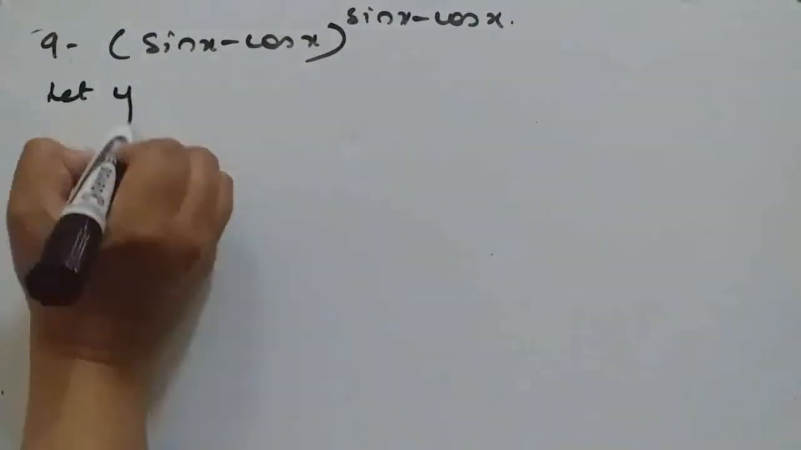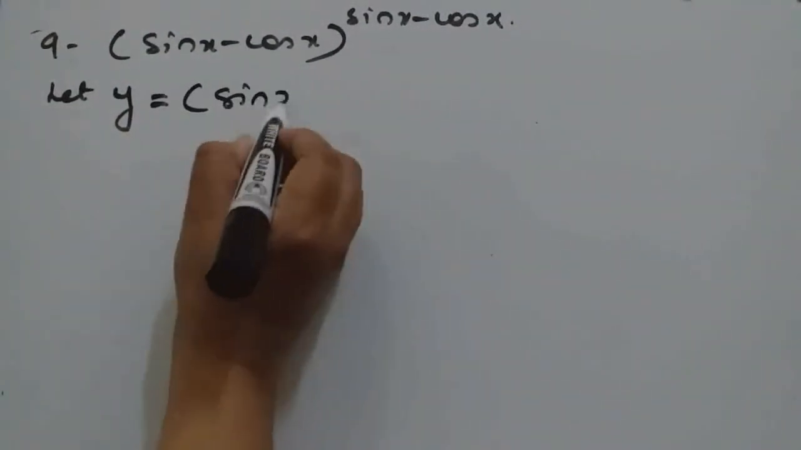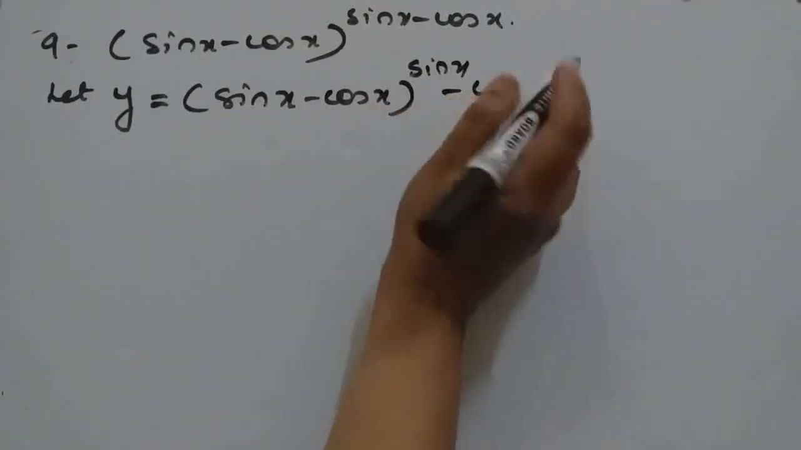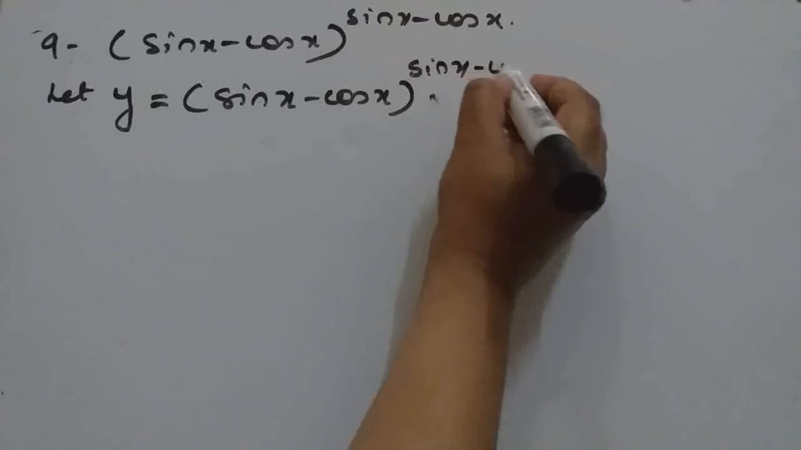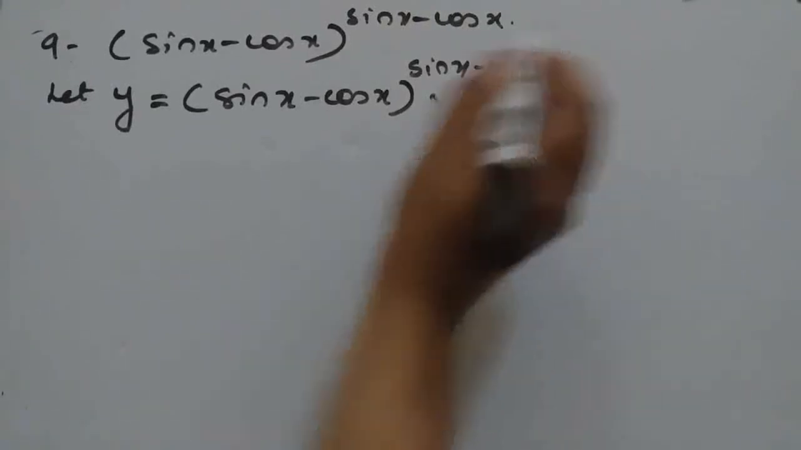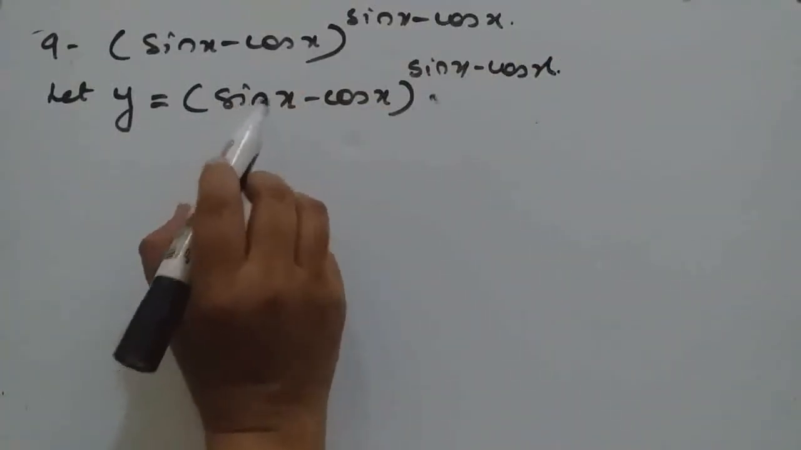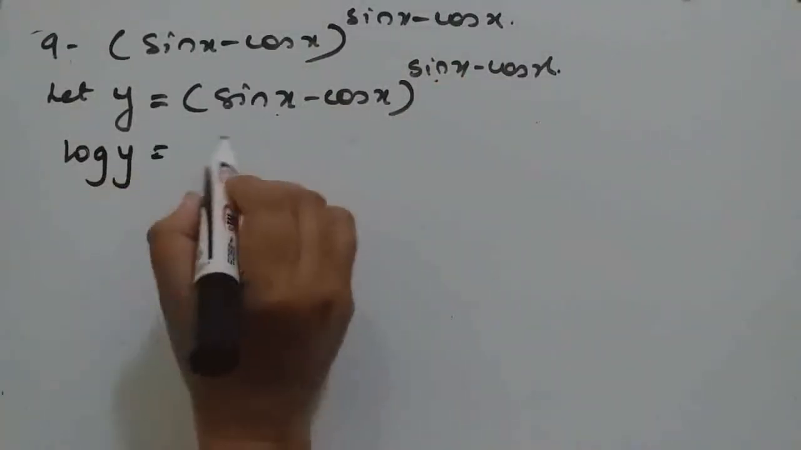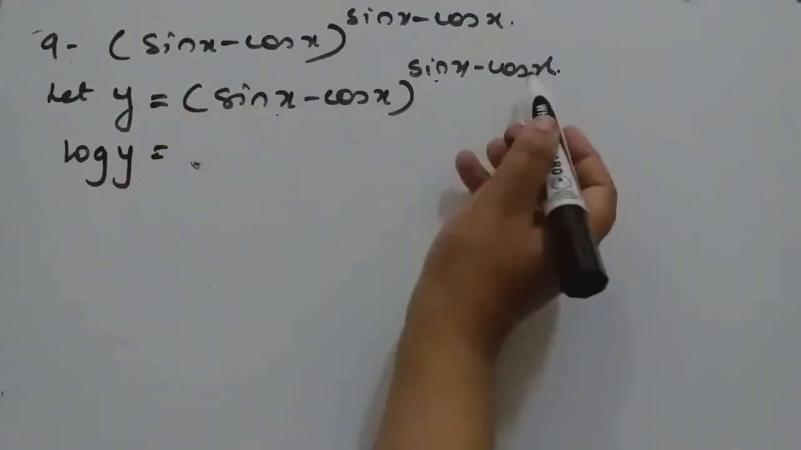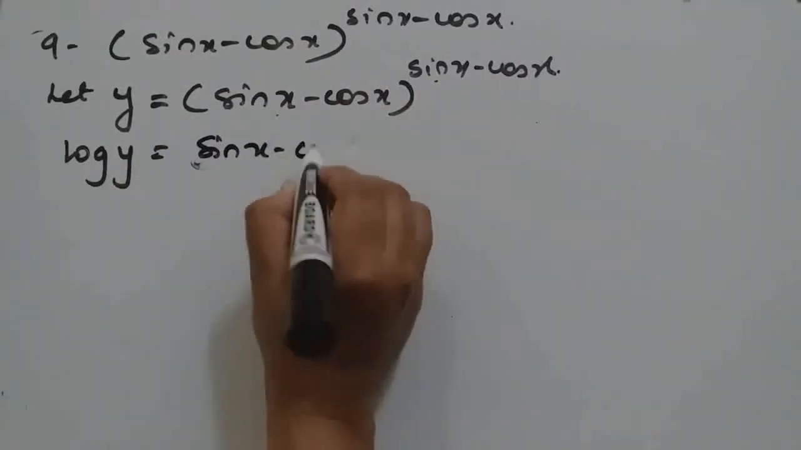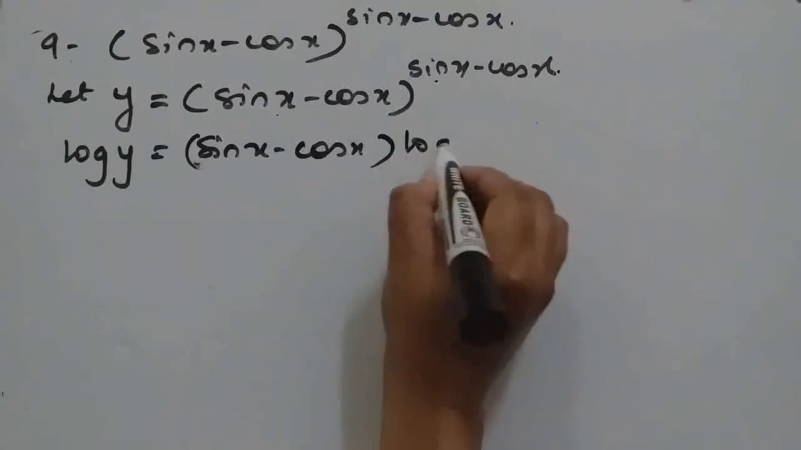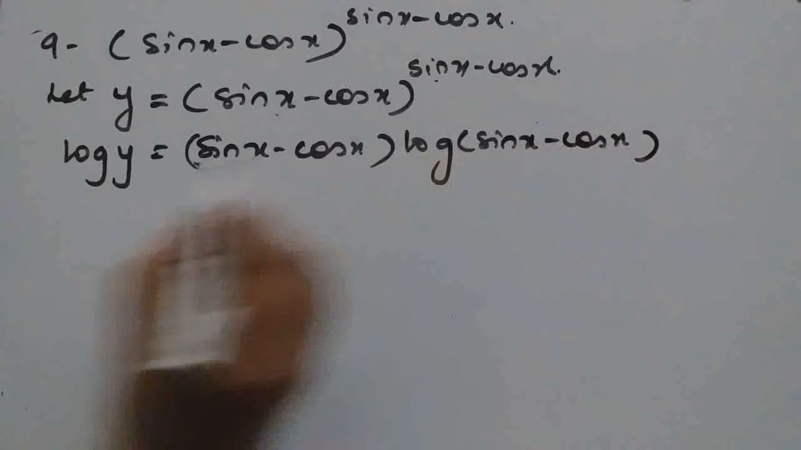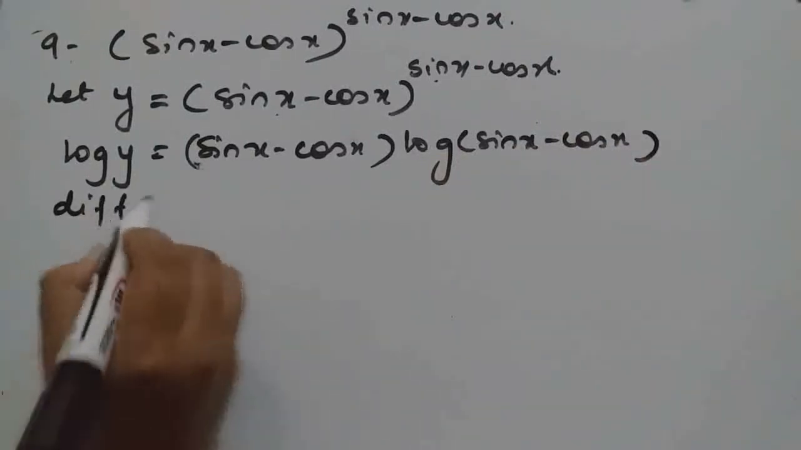Let y is equal to sin x minus cos x power sin x minus cos x. So see, this is the example of a function power function. So LD we can apply, log we can apply on both sides. So directly I am writing this power will come out, and log of this sin x minus cos x. Okay, then differentiate with respect to x.